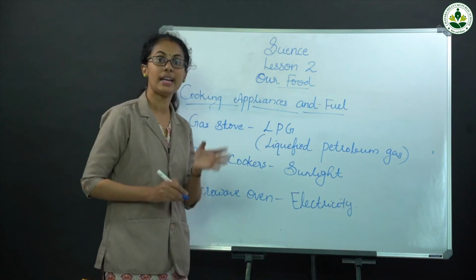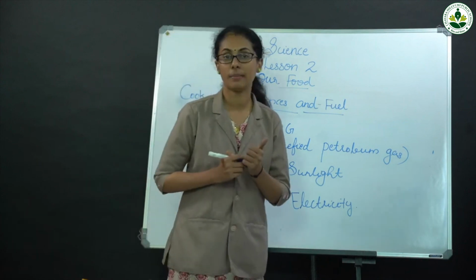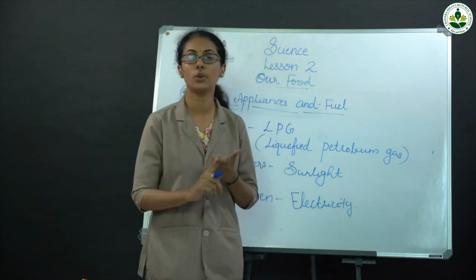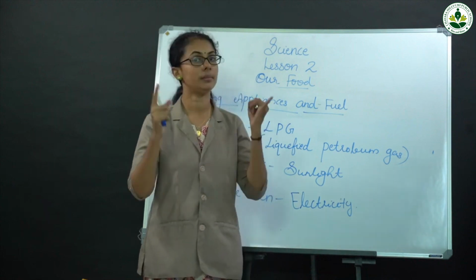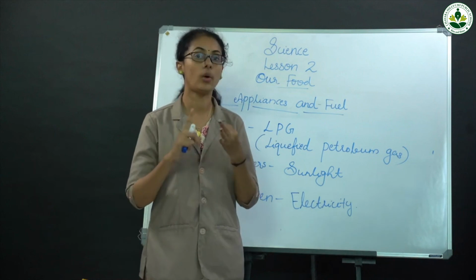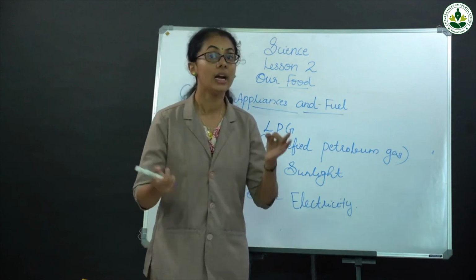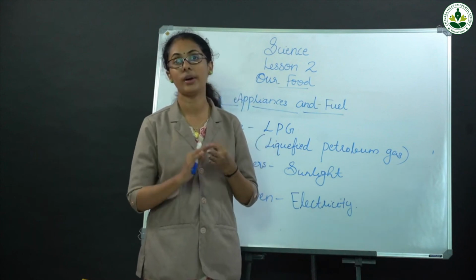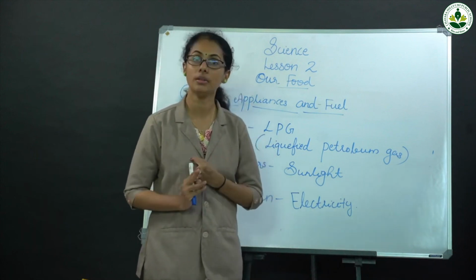So the first one is chula. Chula is made out of mud or bricks. The fuels used in chula are wood, charcoal and cow dung cakes. Cow dung cakes are prepared by drying cow dung in the sun.